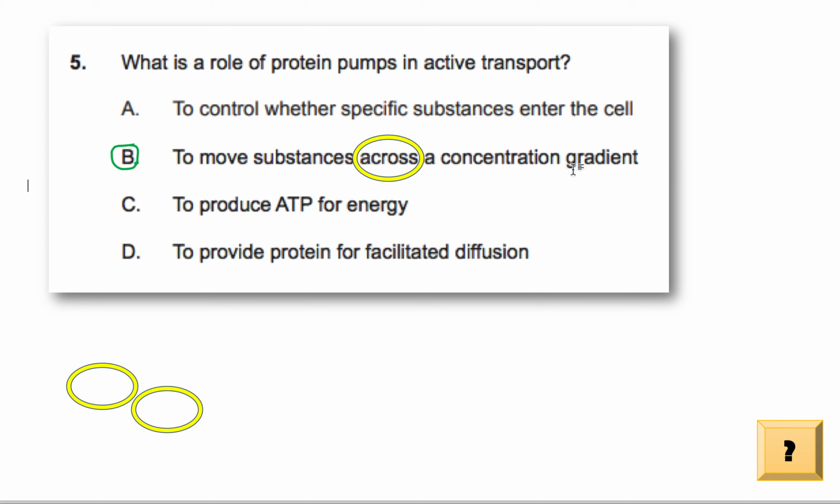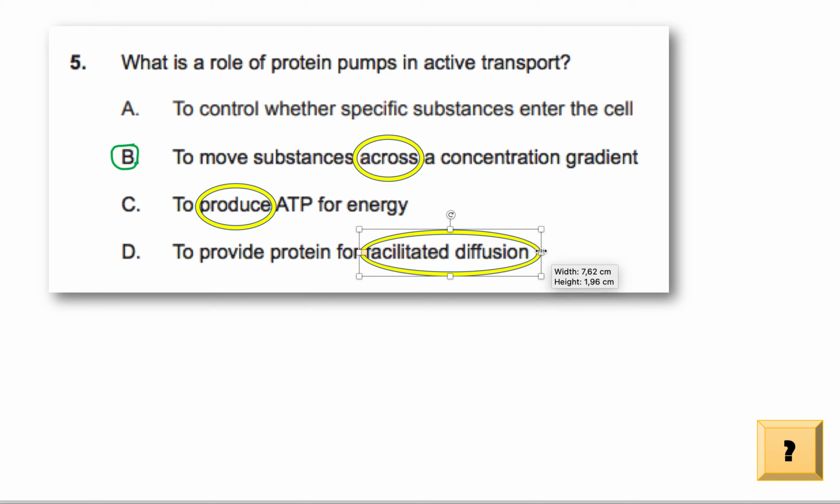So it's not C, because they're saying to produce ATP for energy. With active transport, you don't produce ATP. In fact, you use energy. You actually use energy to do active transport. So produce is the word that's wrong here. And then D, to provide protein for facilitated diffusion. Again, active transport is not related to facilitated diffusion. So that's why this one is wrong.